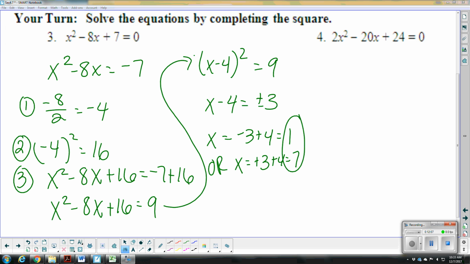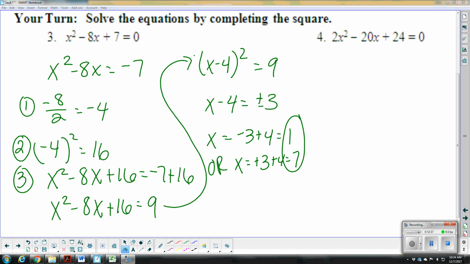All right, so the first one: you do not have a coefficient in front of your x squared term, but you do have a c term that is not a perfect square, so you need to move that to the other side. And then you need to find half of your coefficient in front of x, which is -4, and then square that to get 16, and add 16 to both sides of the equation. So you end up with x squared minus 8x plus 16 equals 9, which is the same as x minus 4 squared equals 9.